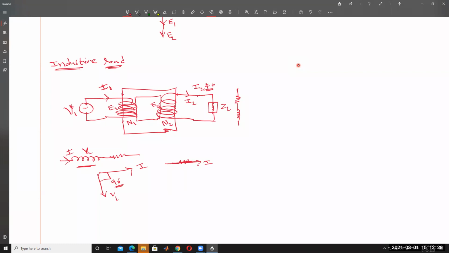So this is the current I, and this is the voltage V. The angle between voltage and current is called the power factor angle. Let us assume phi 1 or phi naught. So this angle is called phi. Because of inductive loads, we are getting it like this.